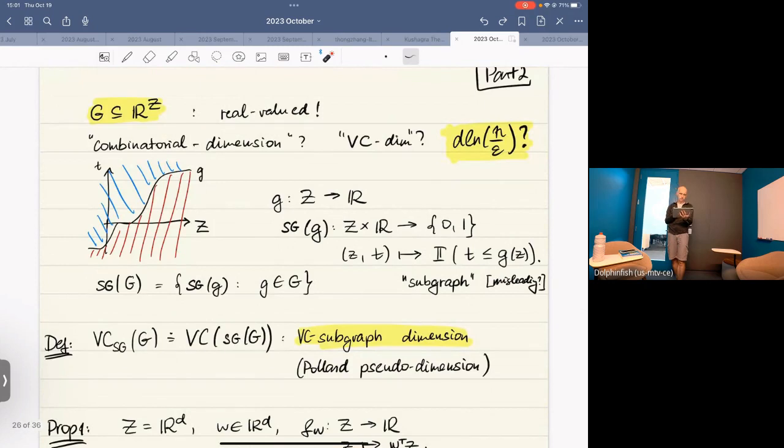Okay, so what other project do we have here? The next project or question is: can we have a combinatorial dimension for real valued function classes? We already talked about that. Real valued function classes come up all the time. Let's say you have regression, then it's not binary valued.